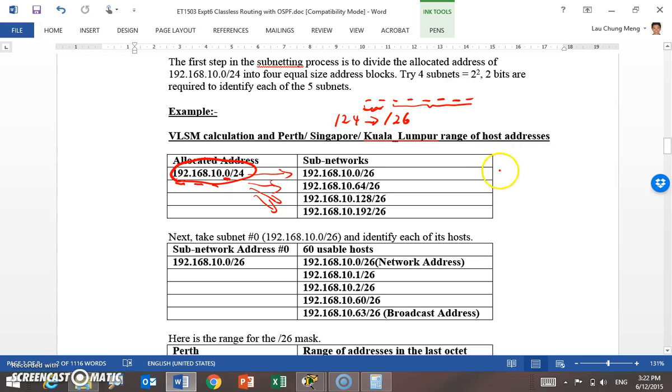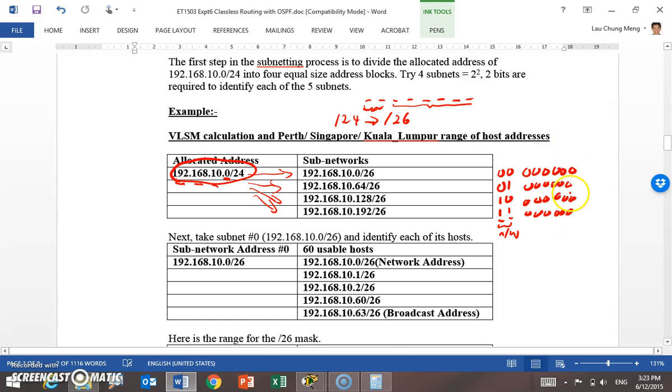When we borrow 2 bits, this will be 00, this should be 01, this should be 10, this should be 11. We borrow these 2 bits, and so this will remain as your network bit. How about your host bit? Your host bit, when it's all 0, it indicates the network address, if you remember.